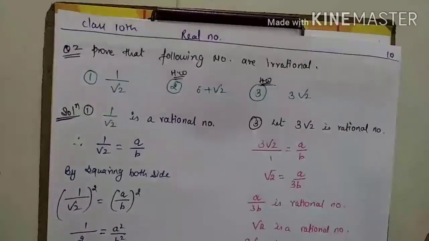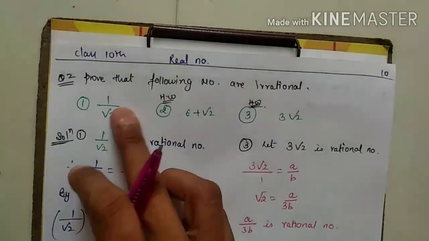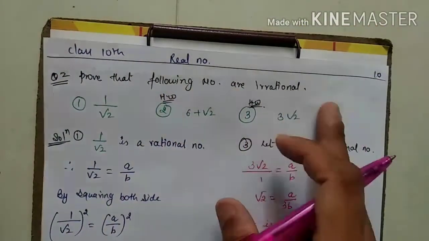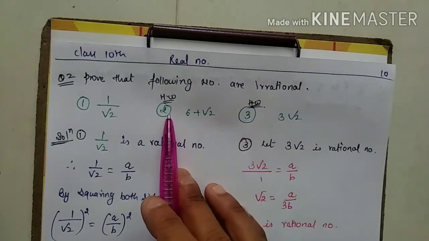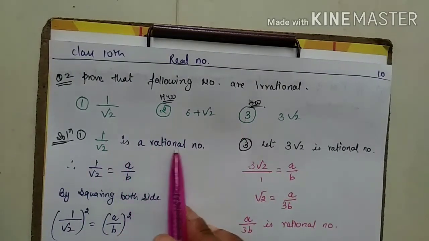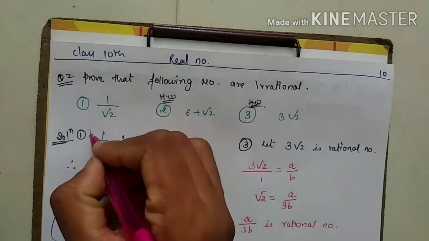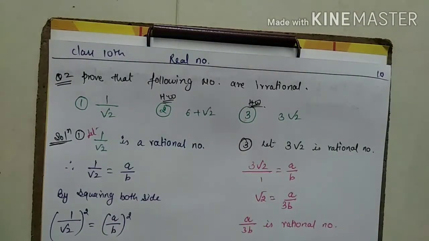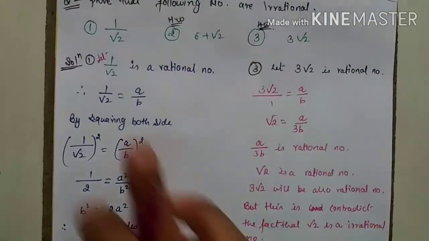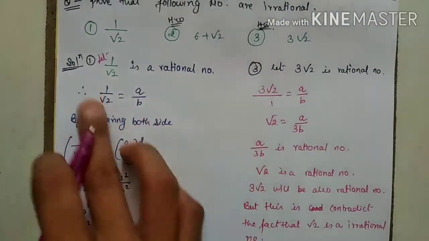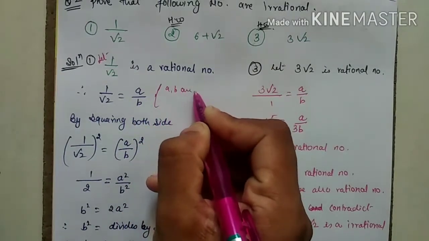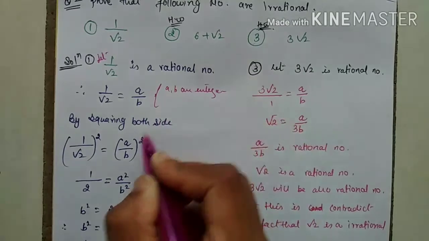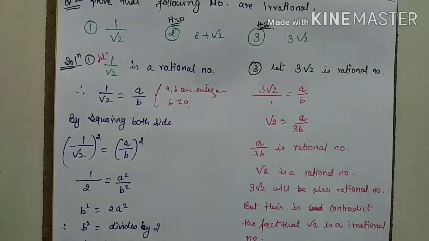Now come to the next question, number second. Prove that the following numbers are irrational. We have to prove it. So I am doing two questions. One question you have to do as homework. 1 by root 2 as a rational number. Again I am assuming, so you can write let 1 by root 2 be a rational number, so that 1 by root 2 equals a by b, because it is a rational number. It can be written like this. You can write here a and b are integers and b does not equal 0.